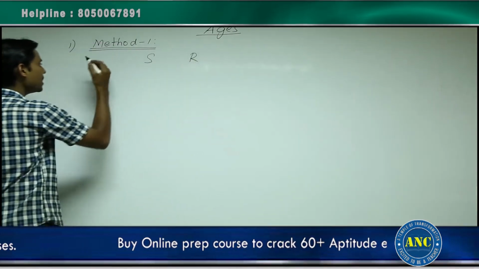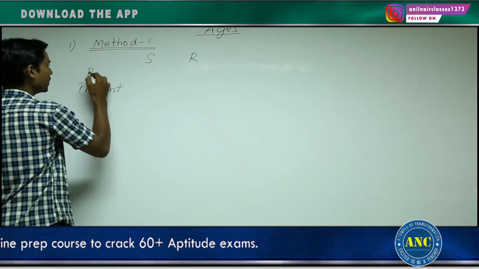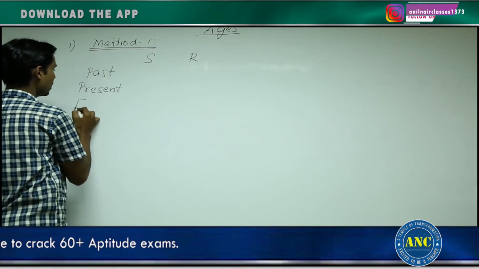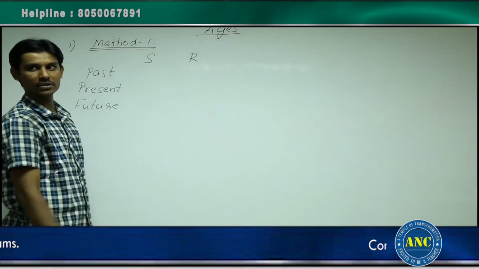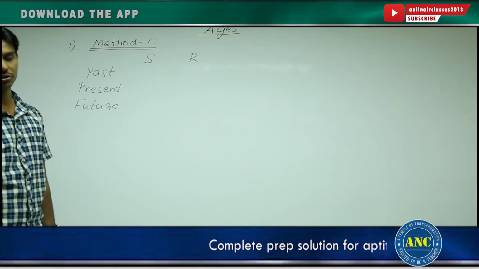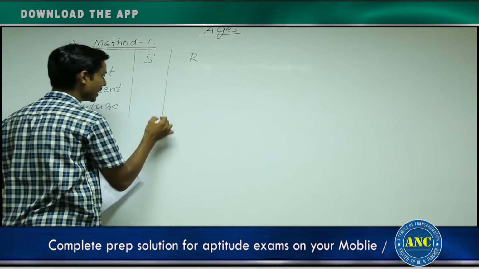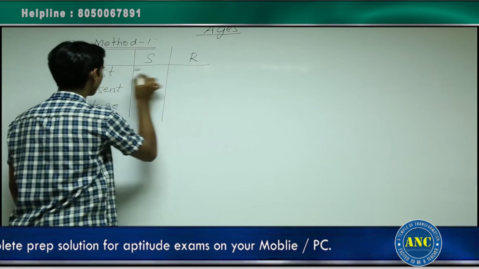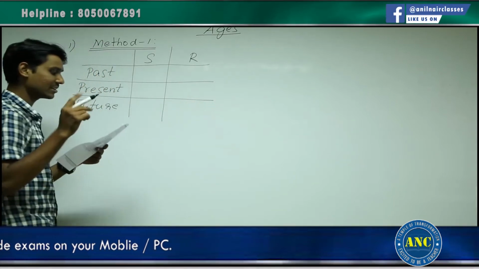For any person, there will be a present situation, a past situation, and also a future situation, right? Let me create a table. Sachin is younger than Rahul by 4 years. What is the second statement?